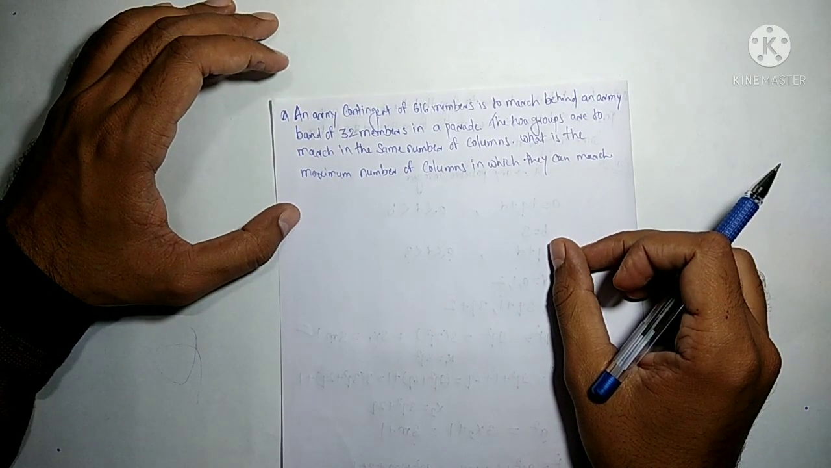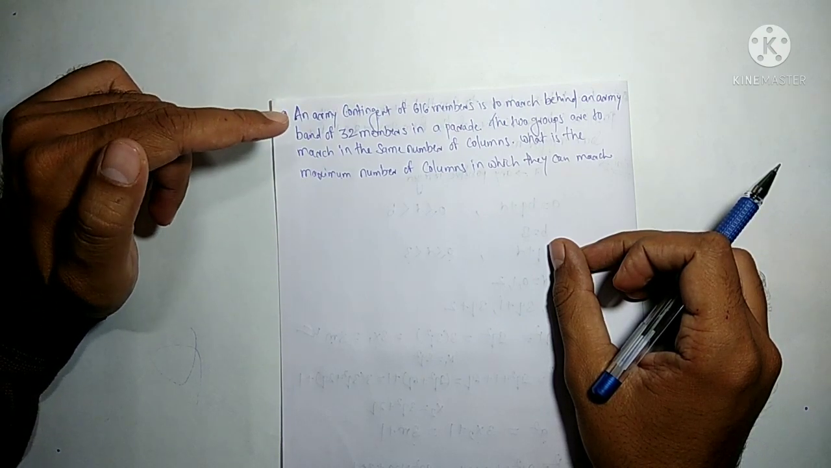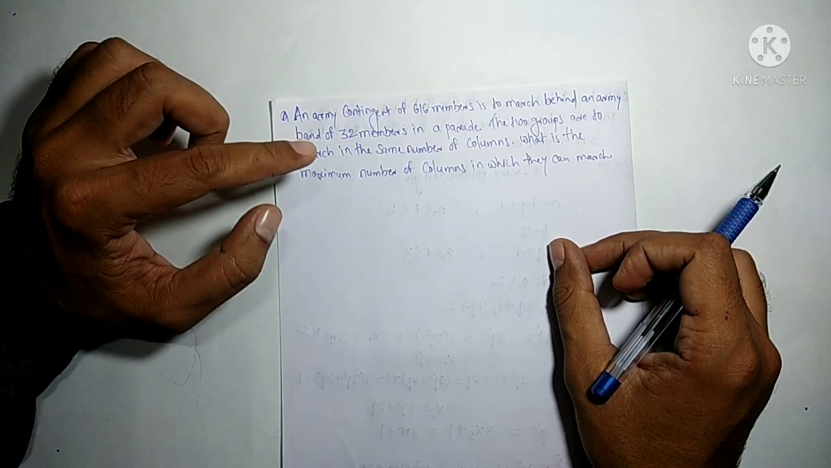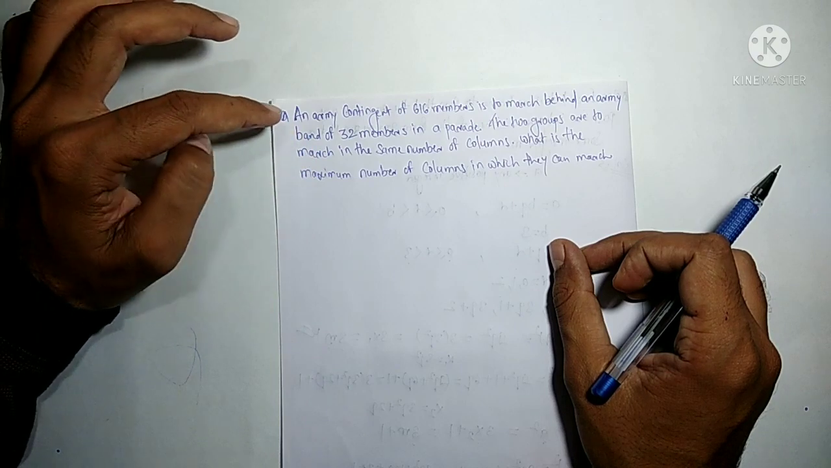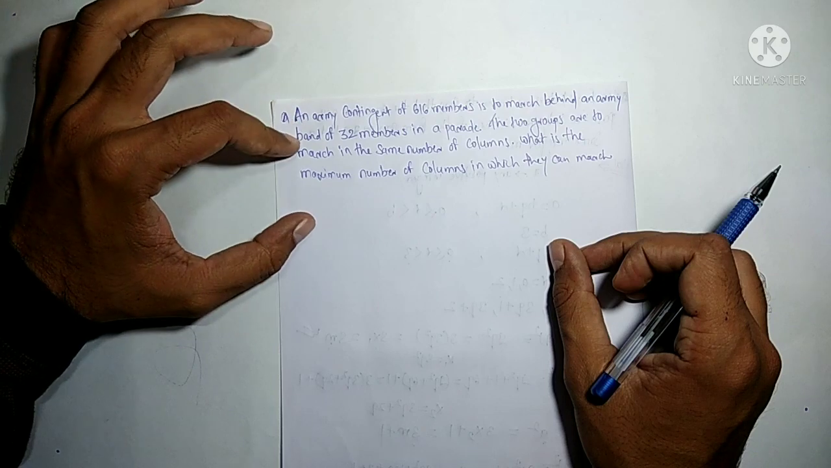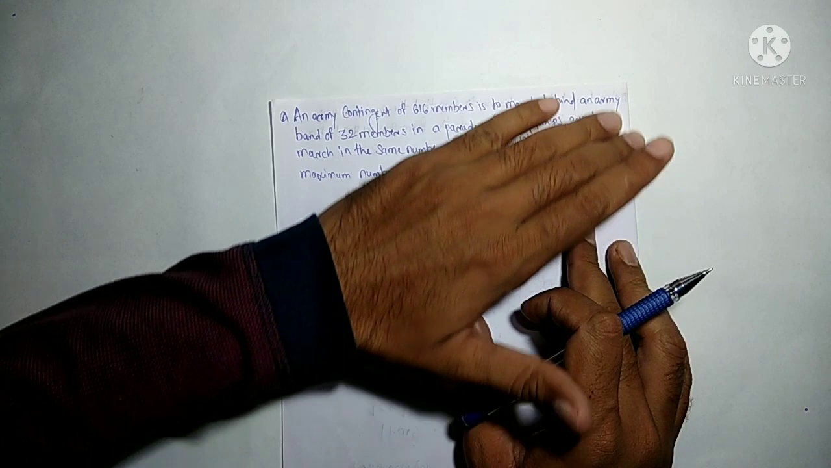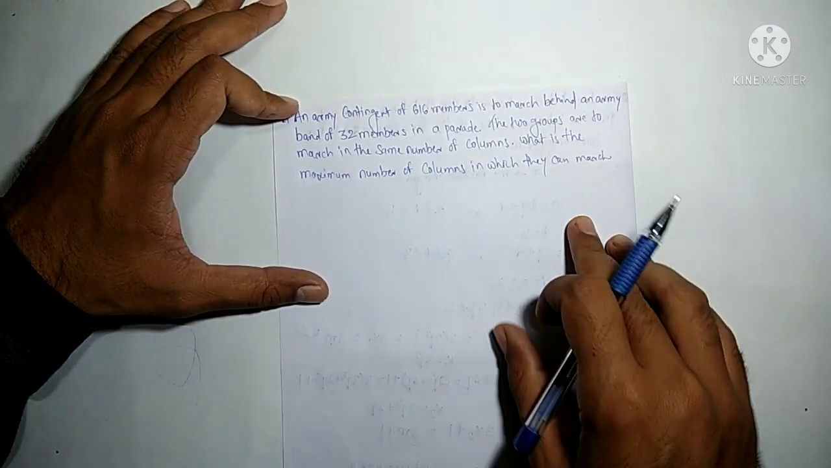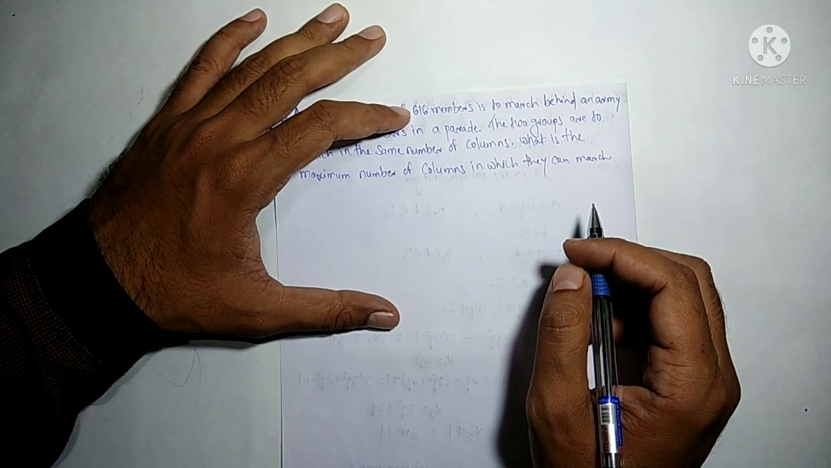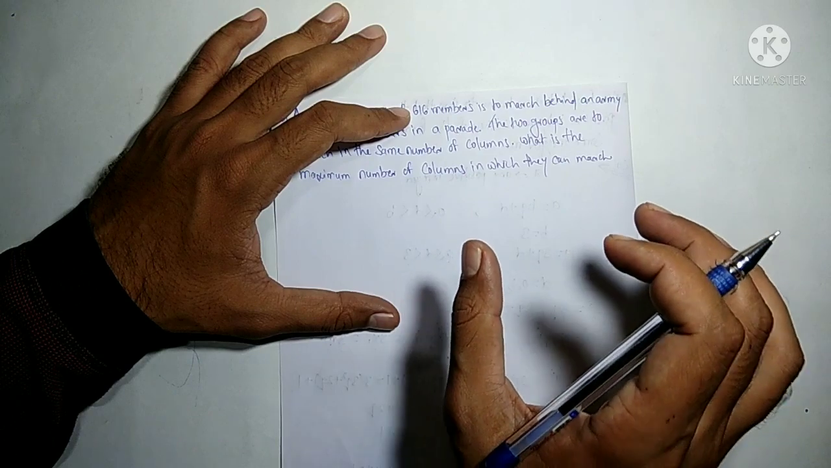Okay, the next question in this division algorithm method: an army contingent of 616 members is to march behind an army band of 32 members in a parade. The two groups are to march in the same number of columns. What is the maximum number of columns in which they can march? The question is simple, but it looks too complicated. There will be an army band member in front, and behind it a contingent member of the army.